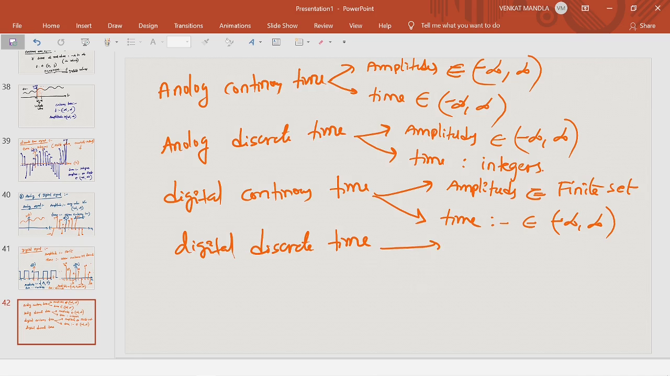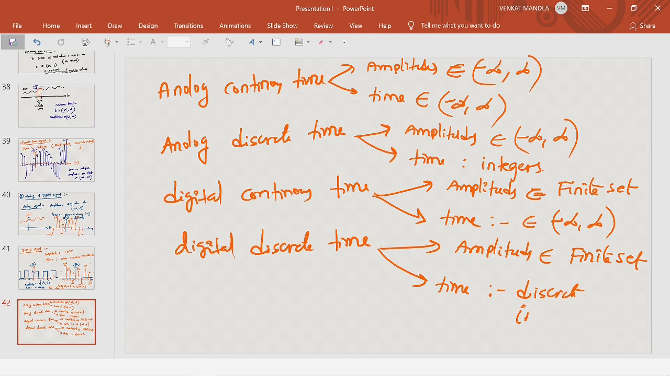And digital, discrete time: amplitudes are a finite set, time is discrete, that is, integers. Okay. This is the summary of analog, digital, and continuous and discrete time signals.